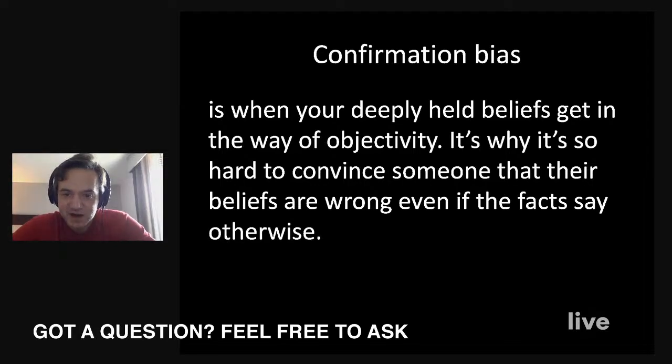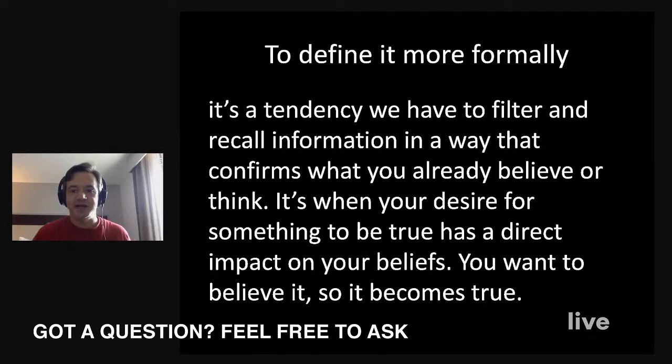But changing the slide to define it more formally, confirmation bias is a tendency we have to filter and recall information in a way that confirms what you already believe or think. It's when your desire for something to be true has a direct impact on your beliefs. You want to believe it, so it becomes true, right? It just confirms what you already believe, that's confirmation bias. It's like you want the world to be flat, and you're attracted naturally to articles that tell you that the world is flat. You're like, see, I knew I was right. Even though there's a lot of other information out there, you disregard it and go straight towards the information that confirms what you already believe.